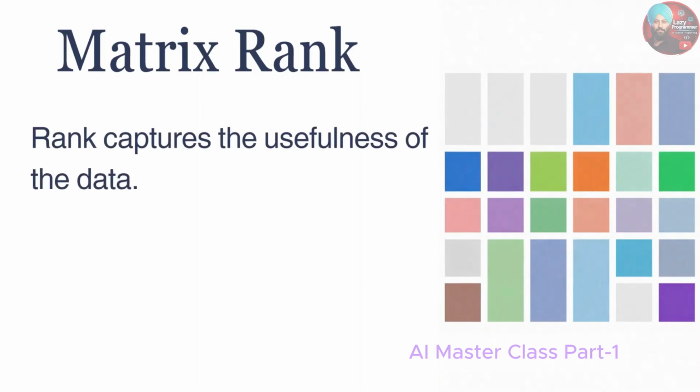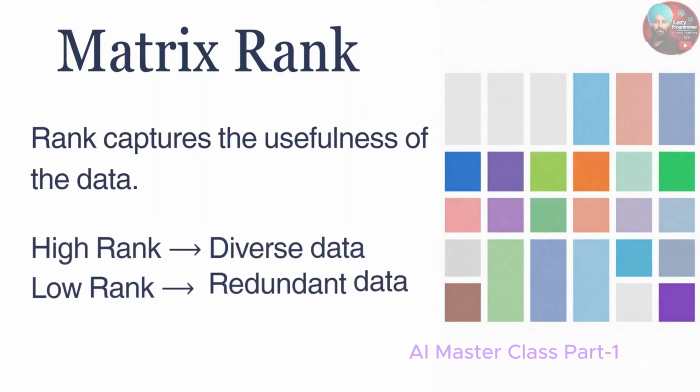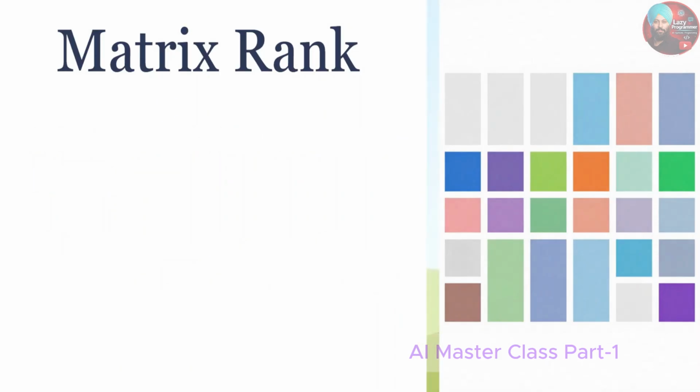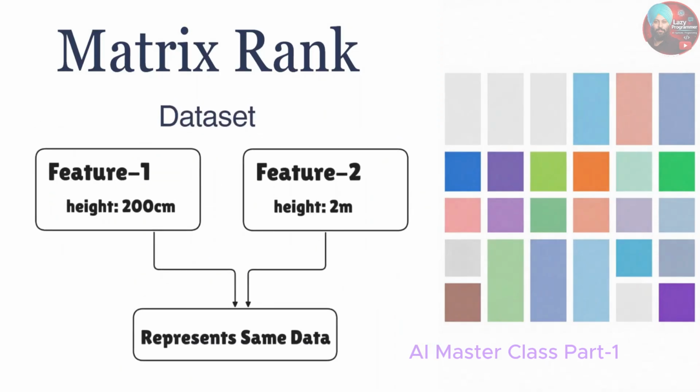Rank tells us how many truly independent pieces of information are present. So when the rank is high, it means the data has rich, varied information. And when the rank is low, it means there is redundant data. In machine learning, this happens when two or more features carry almost the same information. For example, if you have both height in centimeters and height in meters, then one of them is unnecessary. They don't add any new insight, they just repeat the information.